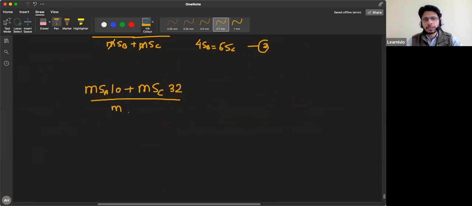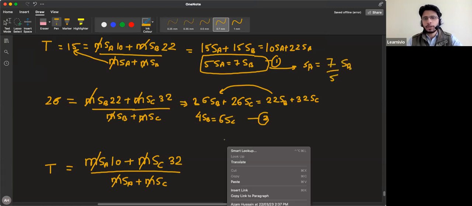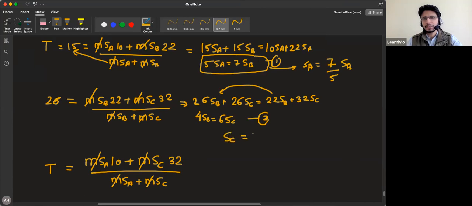Into mass of A, SA, plus mass of C, SC, that you are supposed to calculate. See, M will get cancelled out. You just need SA and SC. So see, your SA you can write in terms of SB, SC you can write in terms of SB. So from here, you can write that your SA is 7 by 5 SB. And from here, you can write that your SC is 4 by 6 SB.